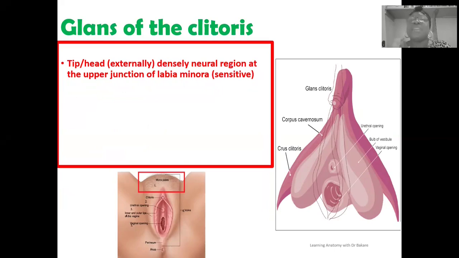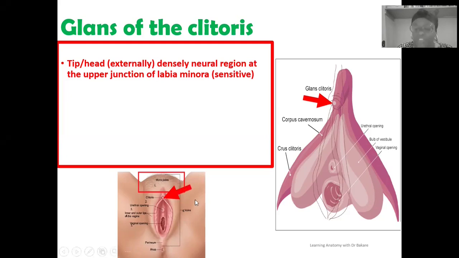This is structurally made up of densely packed nerve endings. This region also tallies with the point where we have the union of the two leaves of the labia minora. In this image by the side, this is where we have the glans of the clitoris here, arrowed in red. Using this image below here, this is where we also have the glans of the clitoris here, also arrowed in red. If you look at it, you see that this region is the subregion that is exposed.